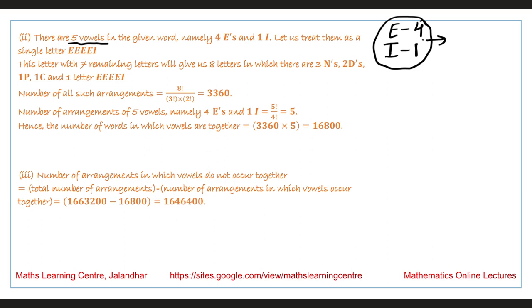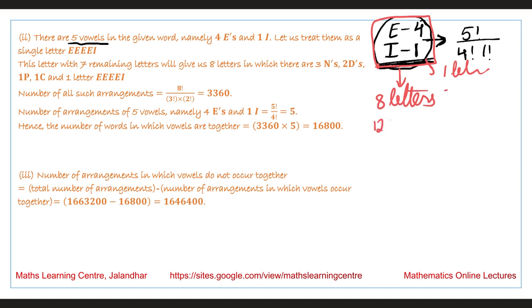And in how many ways can these be arranged? We are saying these can be arranged in 5 factorial over 4 factorial into 1 factorial ways. The arrangement of these 5 letters can be done in this way. Now we are considering these letters as one letter. So how many letters are left now? It is 8 letters.